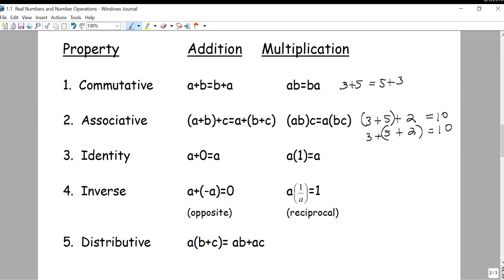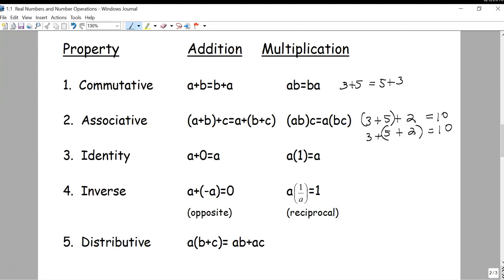The identity property is a little bit different for addition and multiplication. The identity property for addition, we call that additive identity, says that any number plus 0 would be itself. And the multiplicative identity says that any number multiplied times 1 would be itself.